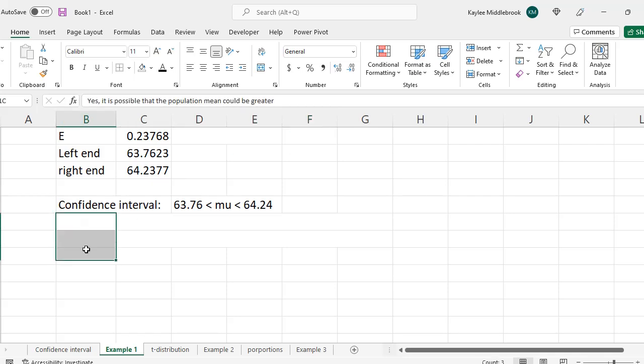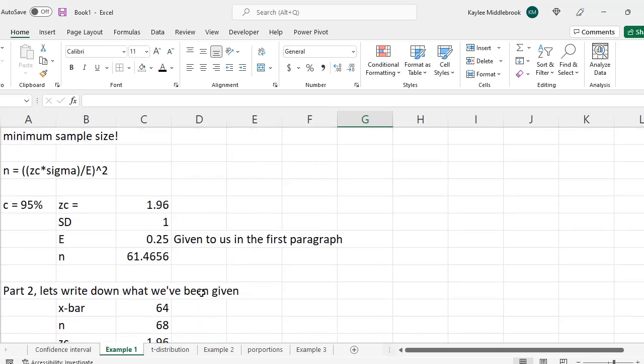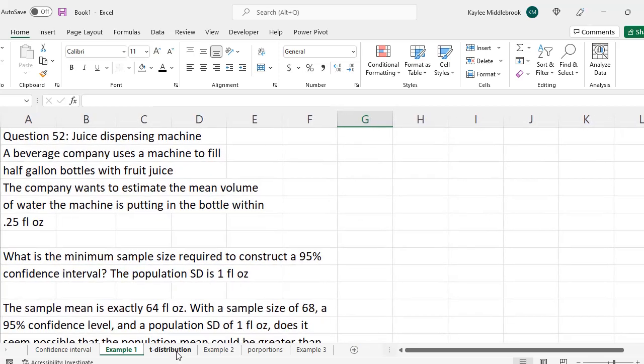And then next, for our explanation, we're going to try to figure out whether or not the mean could be greater than 63.85. So 63.85 is included inside of our confidence interval, and so are values that are greater than 63.85. Therefore, it is possible that our population mean could be greater than 63.85, and we have a 95% probability of that being the case. That's section 6.1.